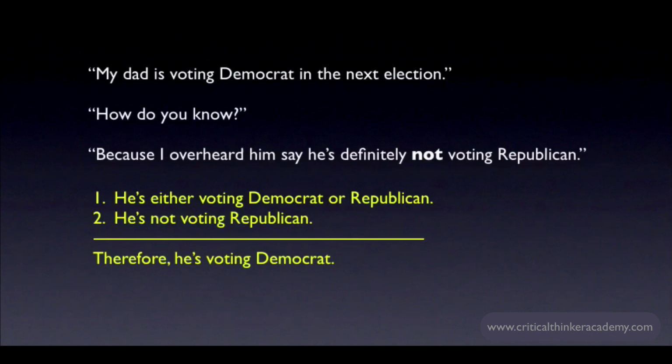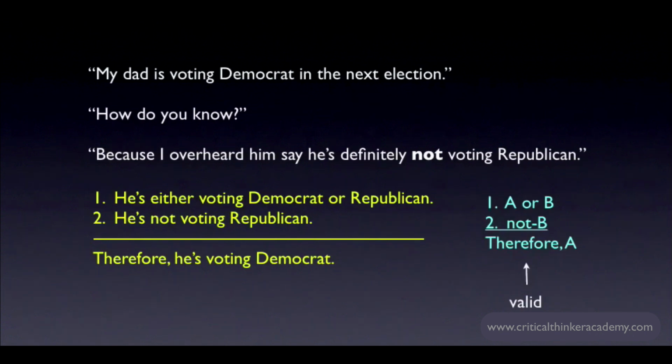Here's an example. He's either voting Democrat or Republican. He's not voting Republican, therefore he must be voting Democrat. Now, looking at this in purely logical terms, there's nothing wrong with this argument. In fact, this is an instance of one of the valid argument forms we saw in the tutorial course called Common Valid and Invalid Argument Forms. This is called Disjunctive Syllogism, or disjunctive argument.